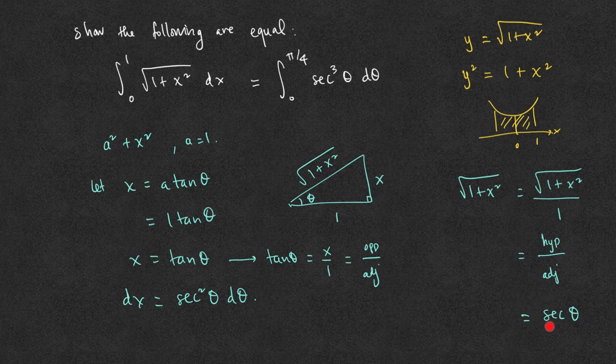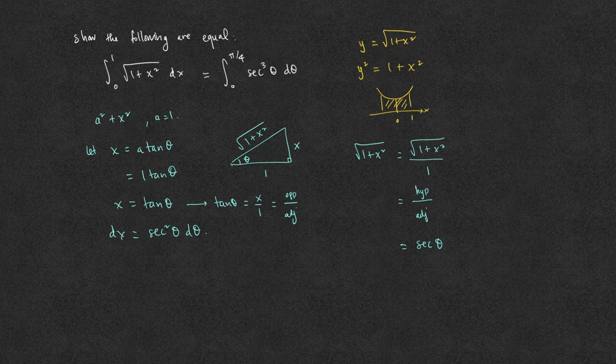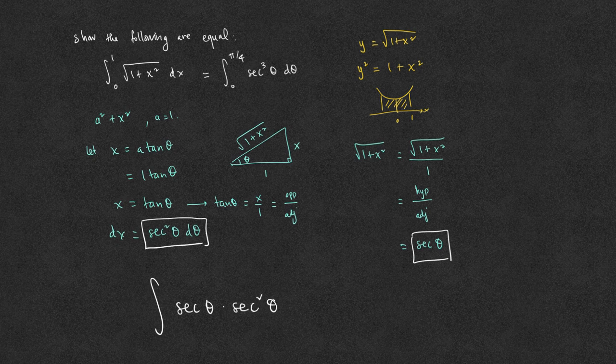We now have all the pieces to rewrite the first given integral in terms of trigonometric expressions. The square root of 1 plus x squared can be substituted with secant of theta. This is the first substitution piece. Next, dx can be substituted with secant squared theta d theta. This is the second substitution piece.